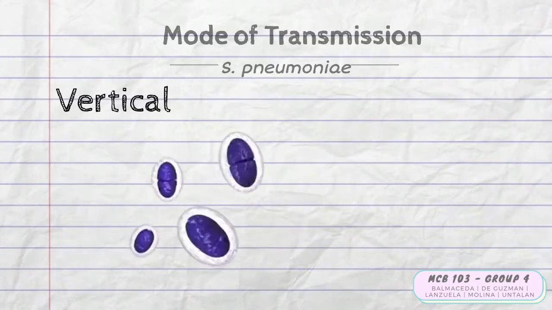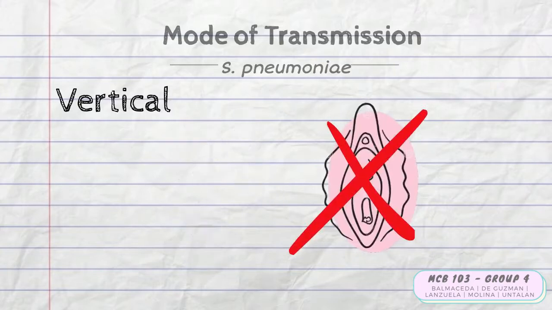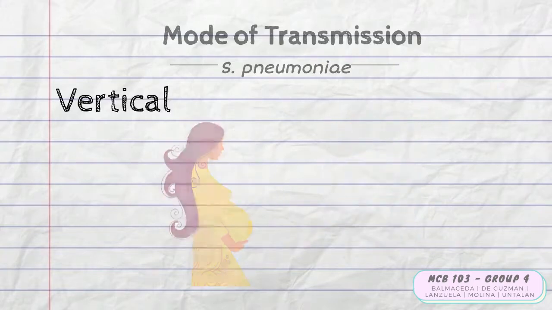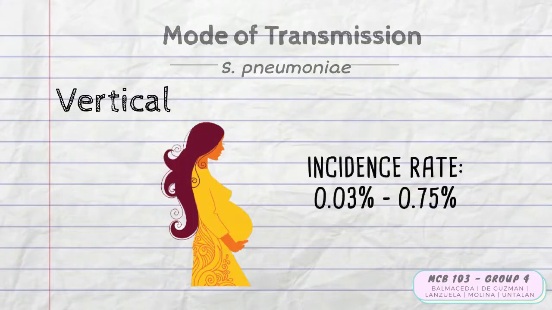Moreover, S. pneumoniae is not part of the usual vaginal normal microflora, and the incidence of its colonization in pregnant women is exceptional, 0.03% to 0.75% of cases.